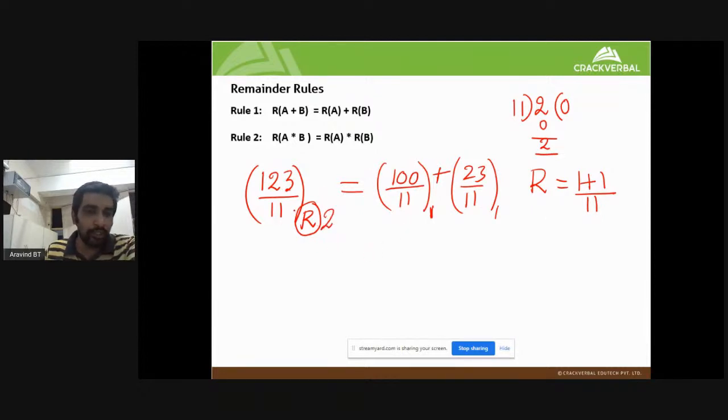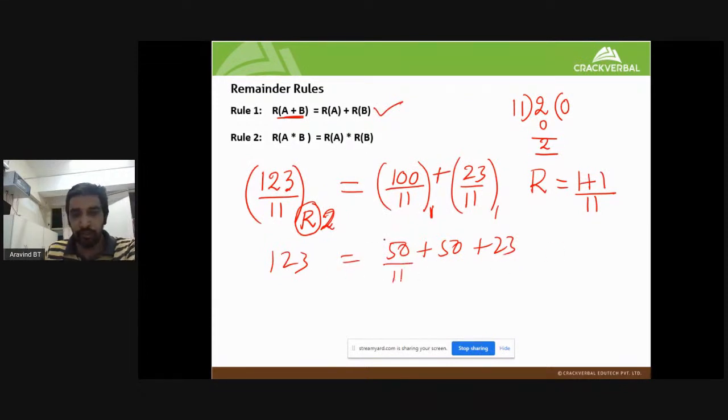And I'm sure all of you acknowledge the fact that if 123 is divided by 11, the remainder is 2. So this is how the first rule works. If you have a very large number, you can break it up into smaller parts, divide each part by the same divisor, find out the remainders, and then add the remainders to obtain the original remainder. Understand that I could have divided 123 into smaller parts. I could have done 50 plus 50 plus 23. Nothing stops me from having more parts. You can have more parts.